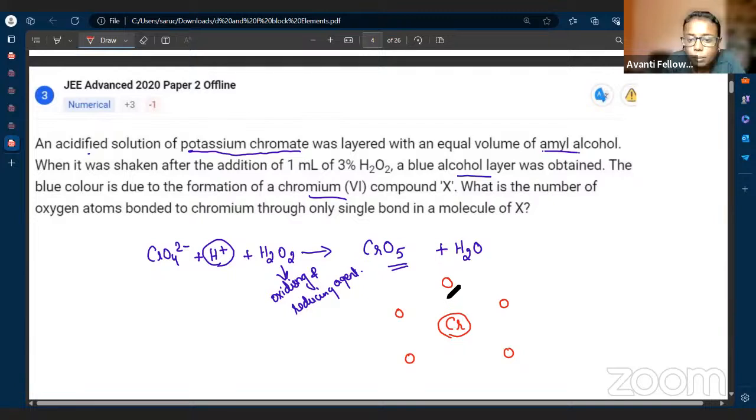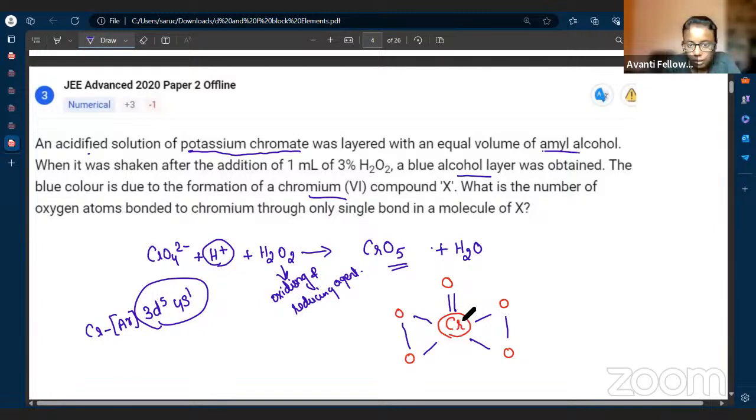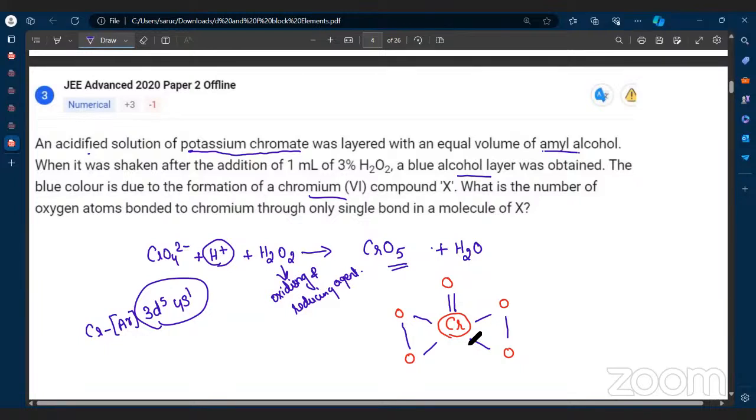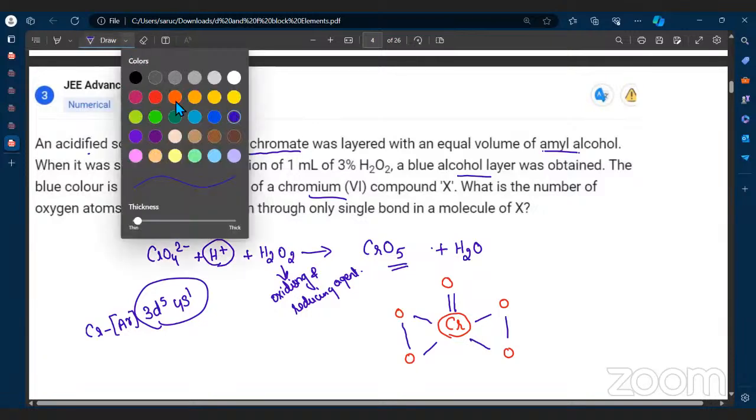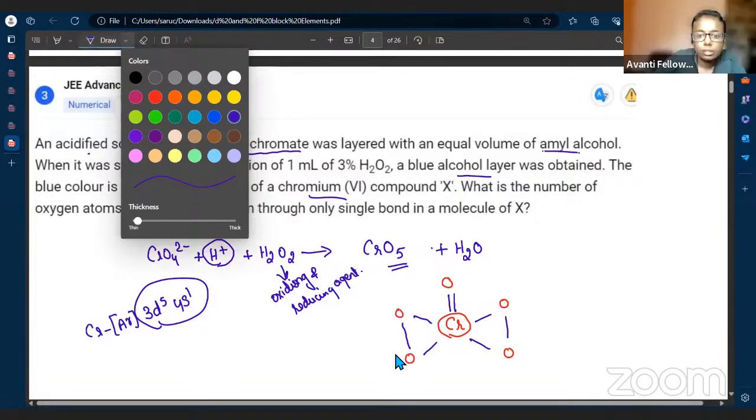So I'm making 4 single bonds, therefore chromium valency will get satisfied. Now, oxygen can form 2 bonds, so I'm making a peroxide over here. I have used the hydrogen peroxide, so therefore chromium also forms the peroxide. Now, what is the oxidation state of chromium? +6. Yes, it is +6: -2, -1, -1, -1, -1. So we got the chromium 6 compound.